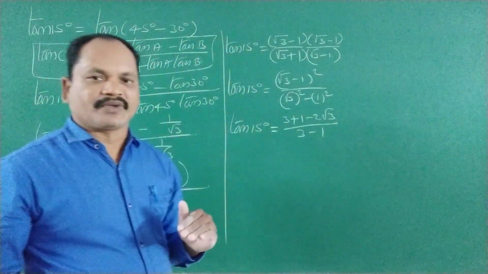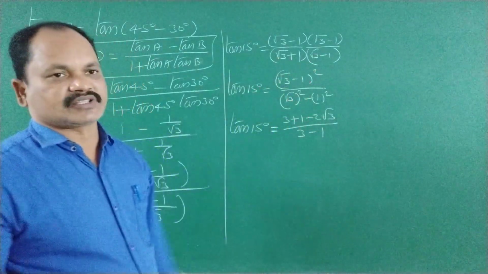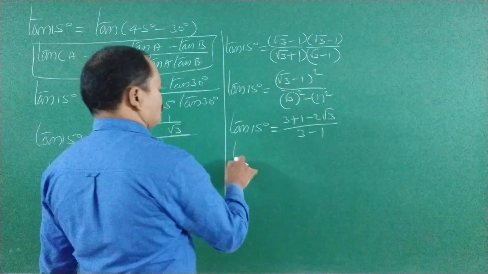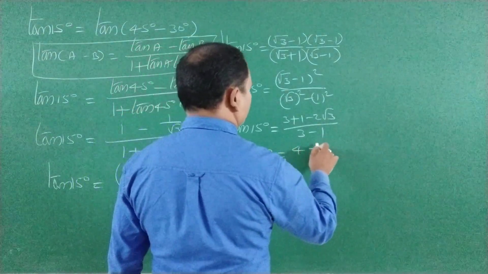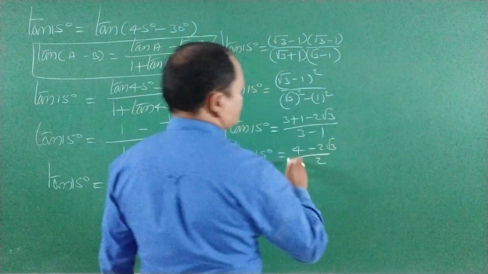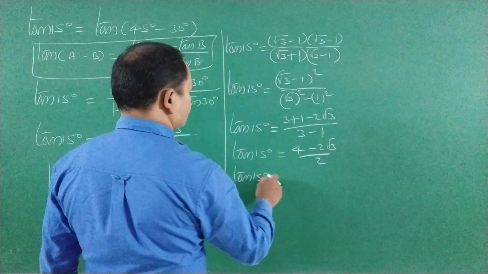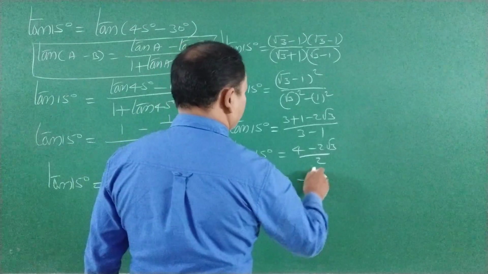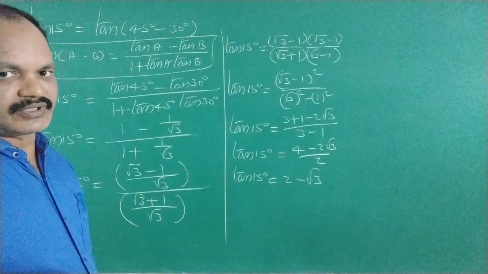Numerator in the form of (a minus b) whole square, denominator in the form of a plus b into a minus b, a square minus b square. Now tan 15 degrees is equal to (4 minus 2 root 3) by 2. Take 2 and it gets cancelled. So tan 15 degrees is equal to 2 minus root 3.